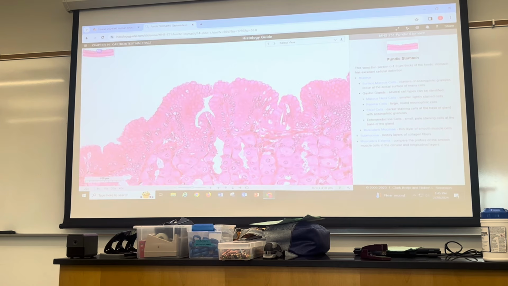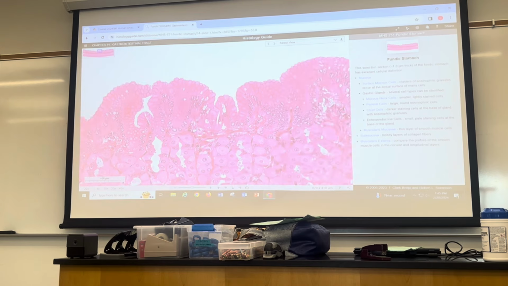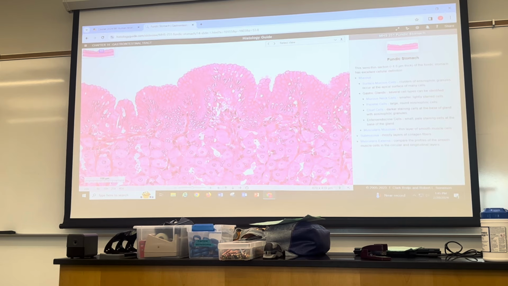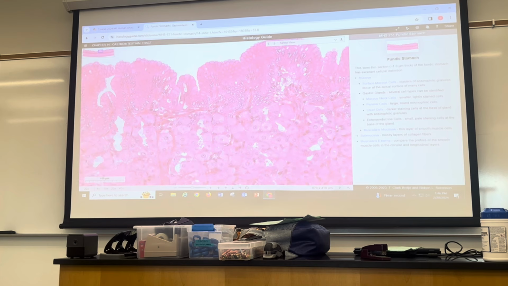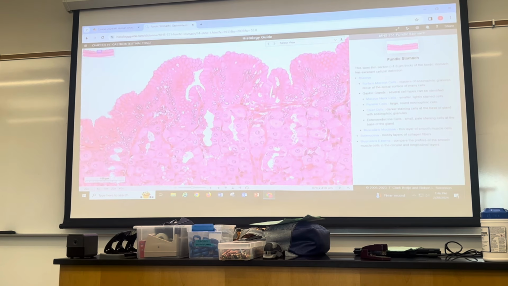Transitional? No, transitional is only in the urinary tract. They are simple columnar. I guess beyond the esophagus, everything else in the digestive tract is gonna have some sort of simple columnar epithelia, okay? So here, the simple columnar epithelia is made of surface mucus cells, or if they go down into the neck of a gastric gland, they are called mucus neck cells.